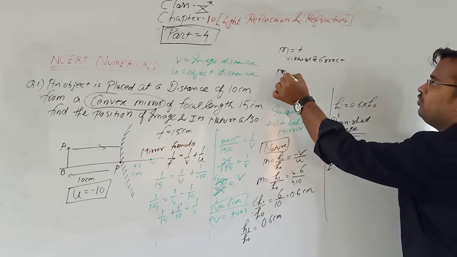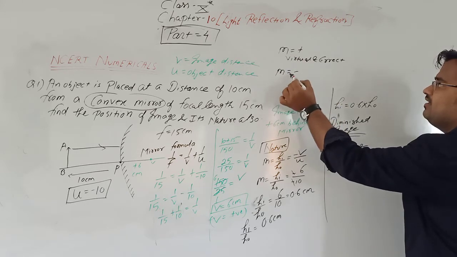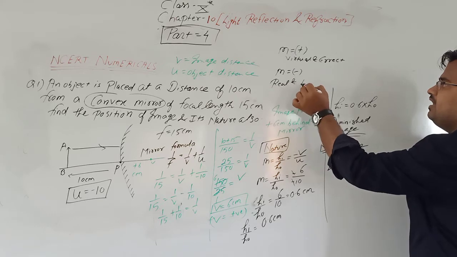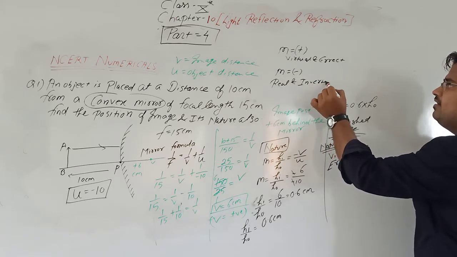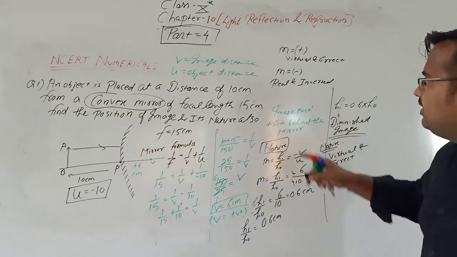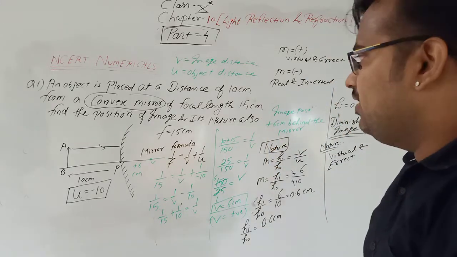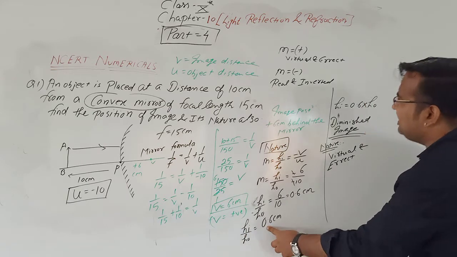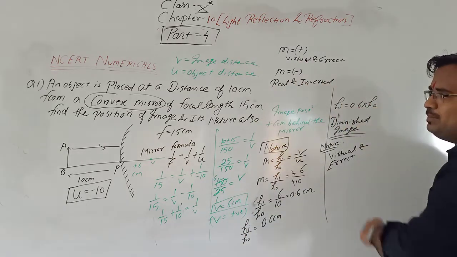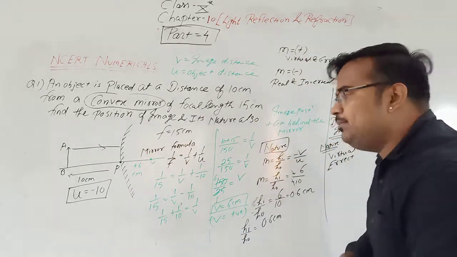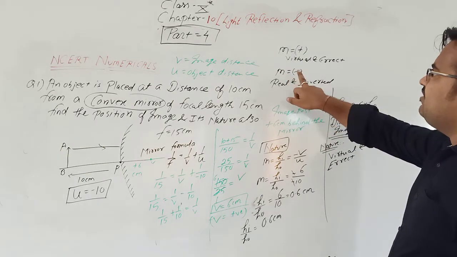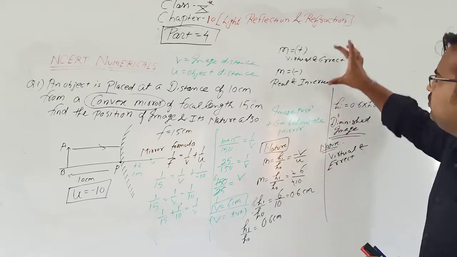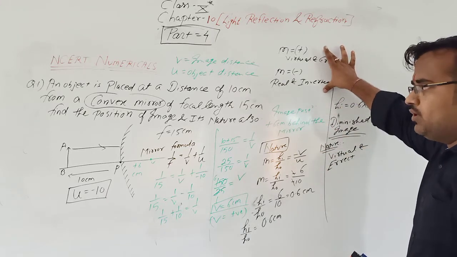This point you should write in the notebook. Whenever the magnification is negative, the real and inverted image is formed. Real and inverted. Clear? So whenever the magnification value is positive, that means virtual and erect image is formed. Whenever the value of magnification is negative, that means real and inverted image is formed. This point you should write in your notebook.